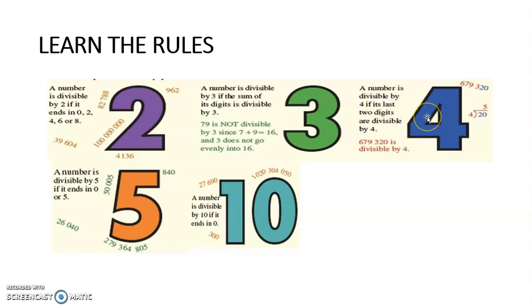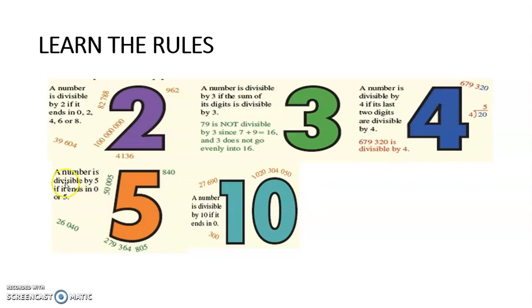Now let us move to number 4. The rule says a number is divisible by 4 if its last 2 digits are divisible by 4. That means you don't have to divide the whole number. You just have to check the last 2 digits. Suppose 6,79,320. So 20 is divisible by 4. So yes, you can say very clearly that this number is divisible by 4 because the last 2 digits are divisible by 4. So, a very interesting rule.